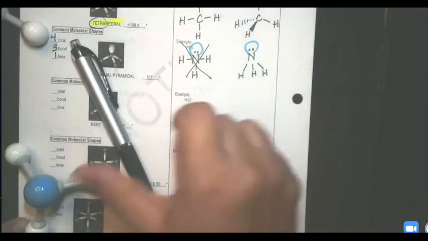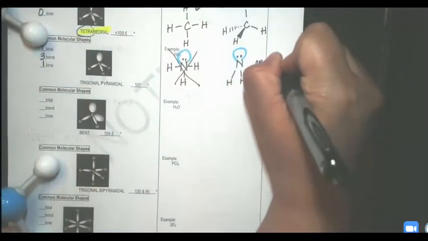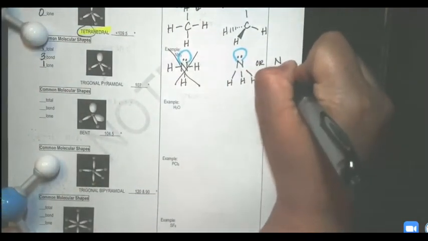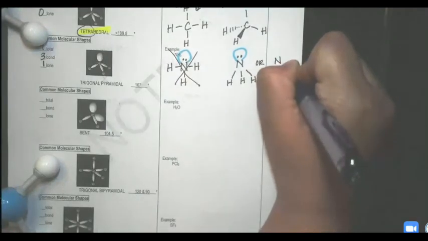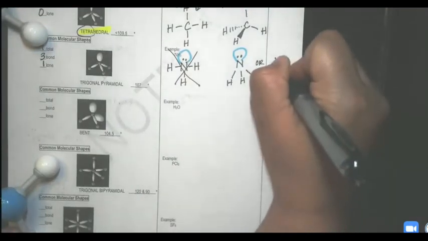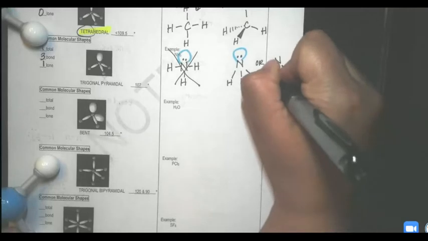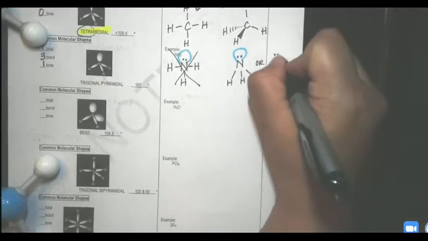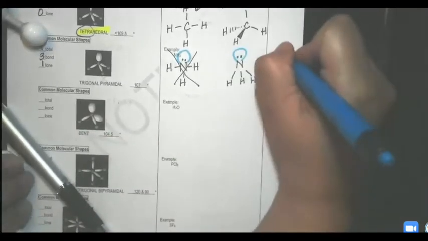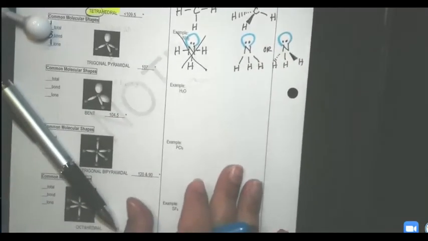So you either draw it like this or N, H, and it doesn't matter which one is filled in, dashed, or wedged, right? But you're gonna draw it this way now. It has to look like a pyramid, okay?